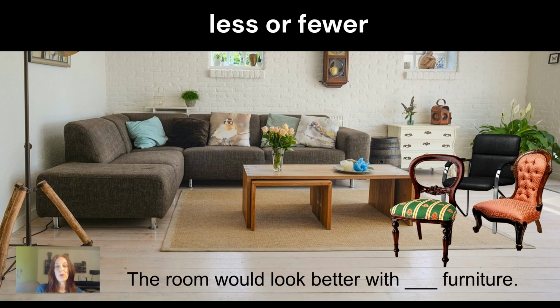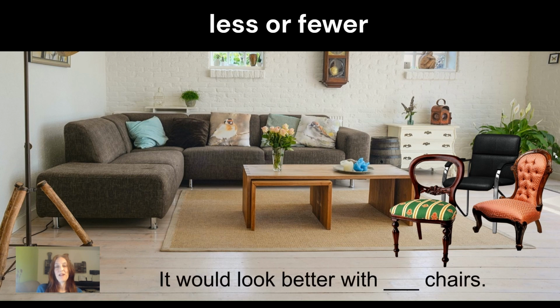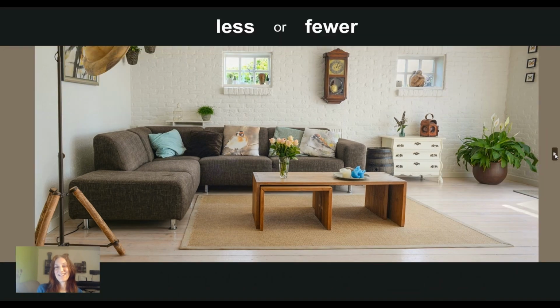The room would look better with furniture. I hope you guessed that the room would look better with less furniture. Furniture is a non-countable noun in English. We could count pieces of furniture, but not furniture. It would look better with chairs. It would look better with fewer chairs. Let's see. Yeah, that does look better.